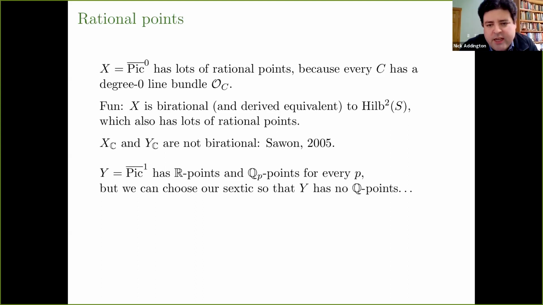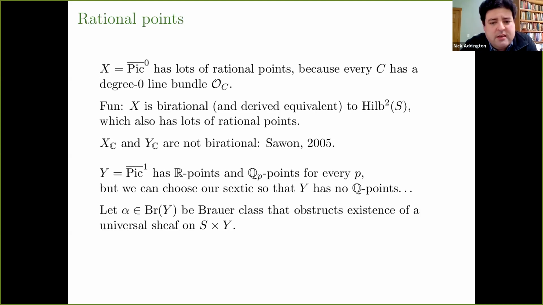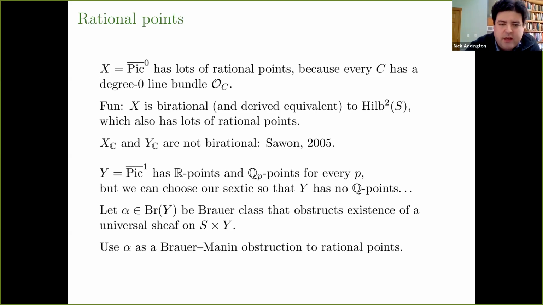But we're going to choose our sextic carefully so that Y doesn't have any actual rational points. And here's how we're going to do it. We're going to take the Brauer class. So Y is a moduli space of sheaves on S. You might want there to be a universal sheaf on the product, but there's a Brauer class on Y that obstructs that. For X, it happens to vanish. For Y, it's order two. And we're going to use alpha as a Brauer-Manin obstruction to rational points on Y.